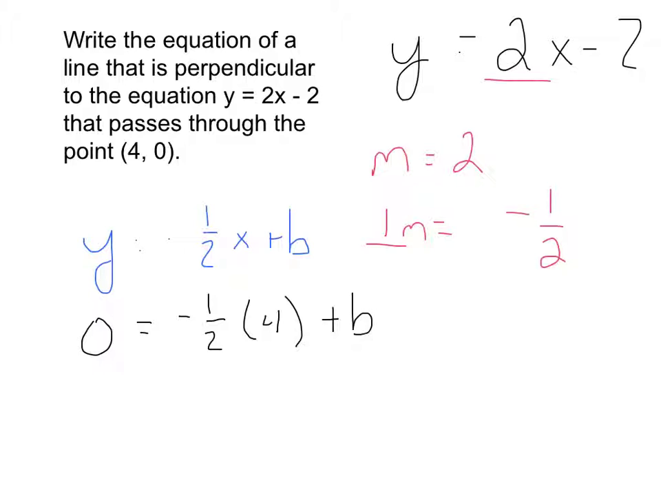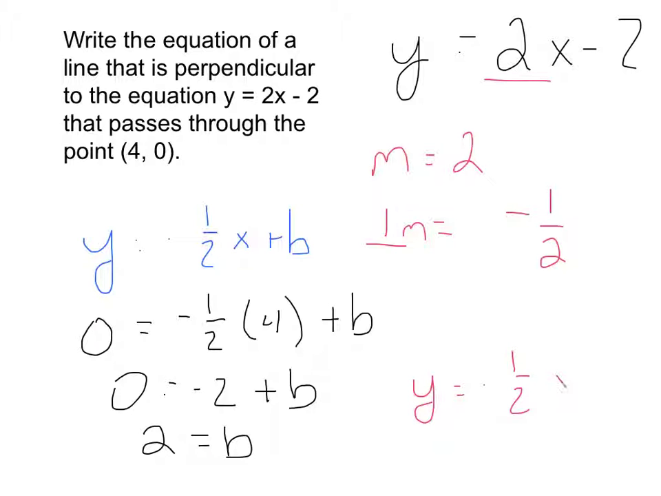I'm going to solve this equation. So 0 equals negative 2 plus b. My b is 2. So my final equation is y equals negative 1/2 x plus 2. That would be the equation of the line that is perpendicular to y equals 2x minus 2, but also passes through the point 4, 0.